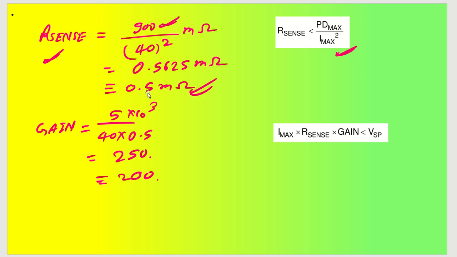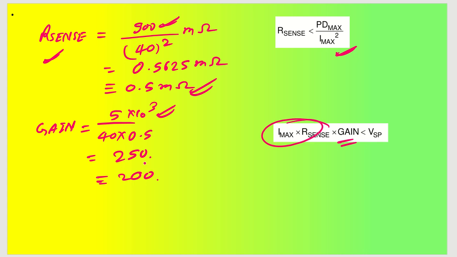So 0.5 milli ohm we are going to choose. Coming back to the gain value, so gain value we can do here. That will be VSP divided by these two values. If you do that, let us say VSP is 5 divided by 40 multiplied by 0.5 milli ohm, that will become 10 to power 3. Okay, so this is how we are going to get 250 gain.